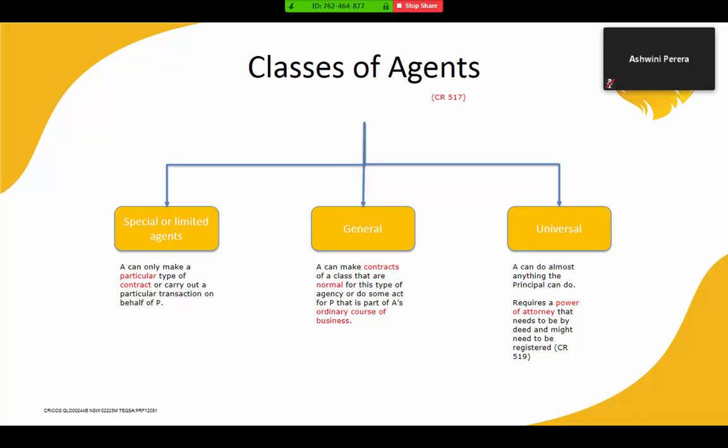This, of course, would require a power of attorney. Okay. That needs to be by deed. If you recall what we said about deeds, these are ones that have to be in a certain form and might need to be registered. And you would imagine why, because it's a very powerful universal agency. They can bind you or enter on your behalf as to any kind of relationship that you would do yourself. All right.